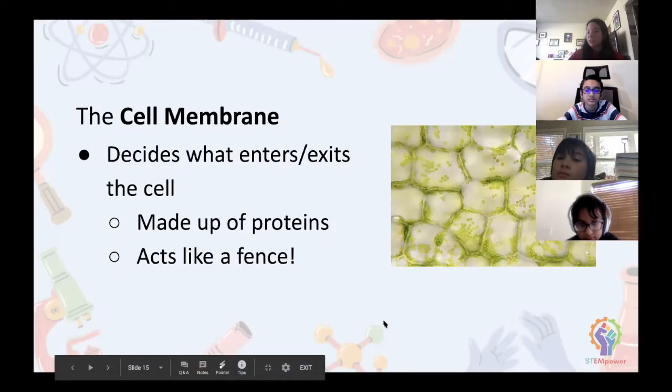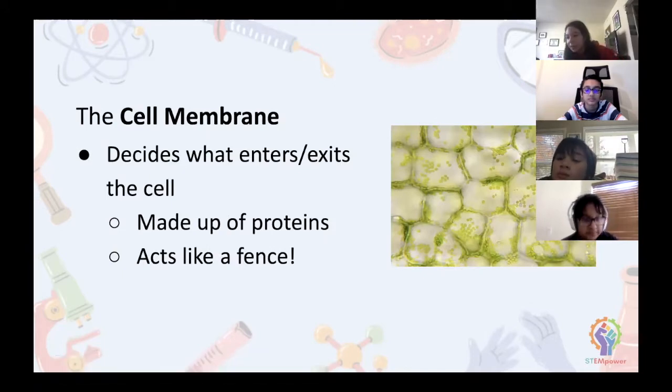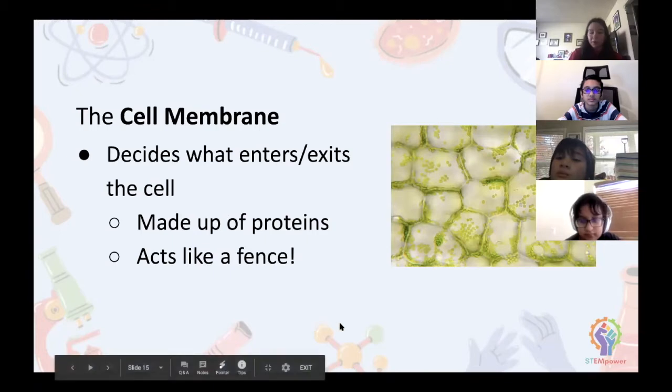So let's move on to the cell membrane. We kind of went over this, but the cell membrane is a protective layer, and it decides what enters and exits the cell. It's made up of proteins, and it acts like a fence. I think I went over that already.